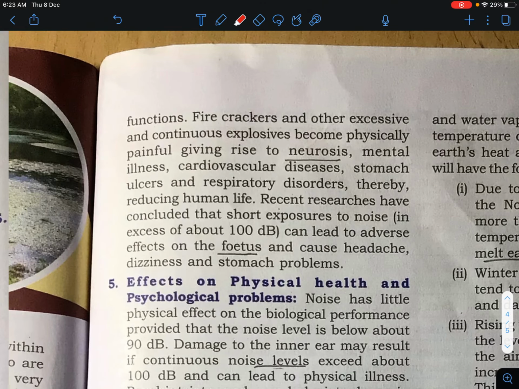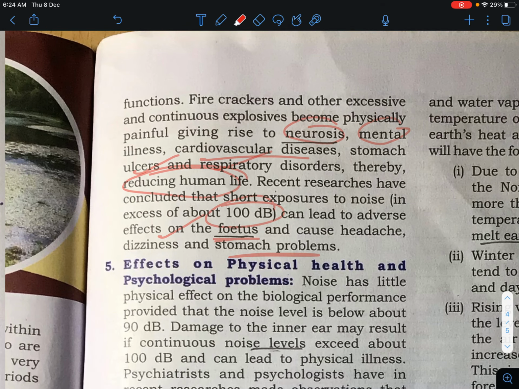If there is continuous exposure to noise, it becomes physically painful, giving rise to neurosis, mental illness, cardiovascular disease, stomach ulcer, and respiratory disorder, thereby reducing human life. Recent researchers have concluded that short exposure to noise in excess of 100 decibels can lead to adverse effects on the fetus. It is very important. It can cause headache, dizziness, and stomach problems. So please don't make noise in the class.